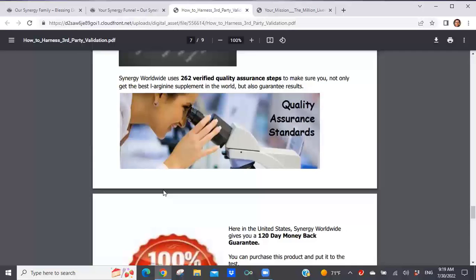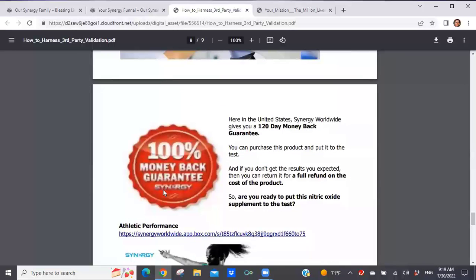And the great thing about it is Synergy has been using this product since 2008. They have a long track record of helping people. They know that the product helps people to the point where they can give a 120-day money-back guarantee on the product. No one does that. Yet Synergy Worldwide does it because they know their product works. So you can get enough of the product to put it to the test, and if for some reason it doesn't meet your expectation, you can return that initial order for a full refund.